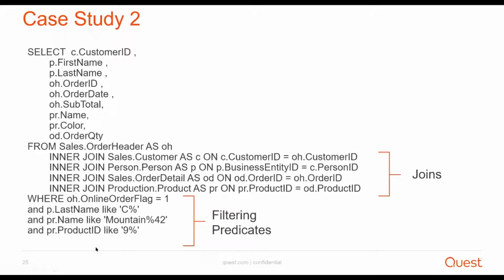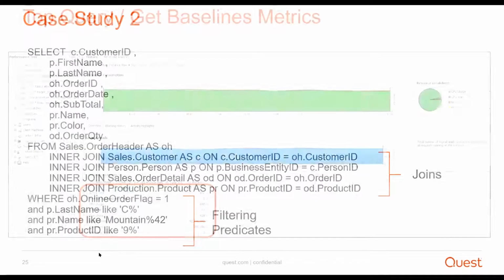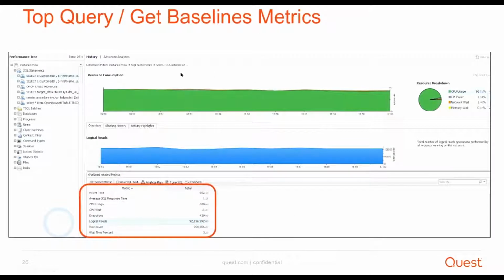So a lot of likes, a lot of complex predicates for the optimizer. I found this via Foglight using wait time analysis, and you can see in my top query, it's spending 97% on CPU, so very CPU intensive. And typically, queries shouldn't be CPU intensive. SQL Server shouldn't be eating up a lot of CPU.